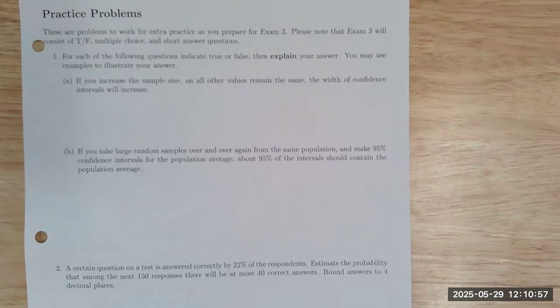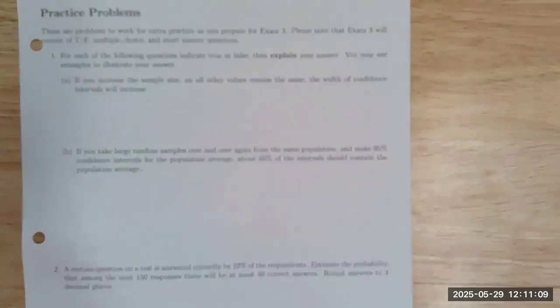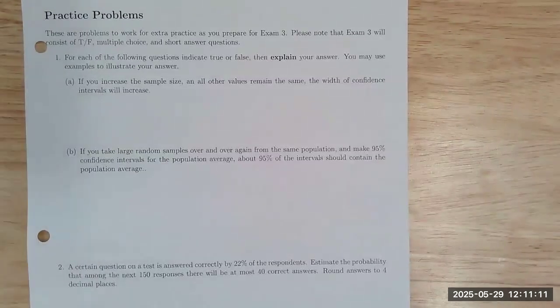The first one says, if you increase the sample size, all other values remain the same, the width of the confidence interval will increase if you do that. And they were supposed to say true or false. Okay.